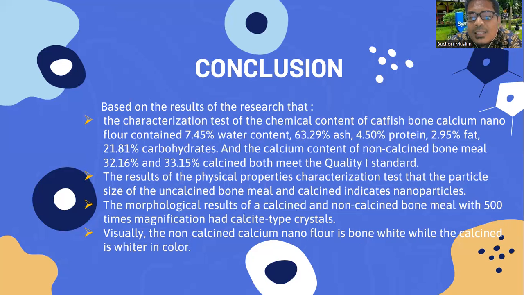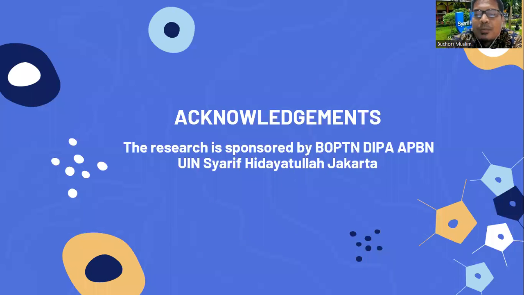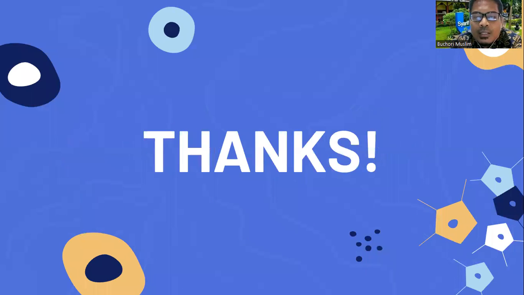The morphological results of calcined and non-calcined bone meal at 500 times magnification had calcite type crystal. Visually, the non-calcined calcium meal is bone white while the calcined is whiter in color. Acknowledgement: the research was sponsored by Ph.D. and DIPA PBB Jakarta. And thank you.